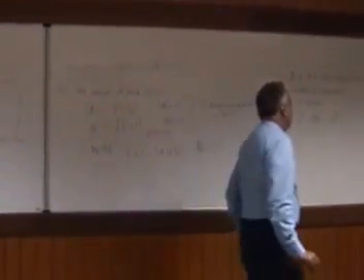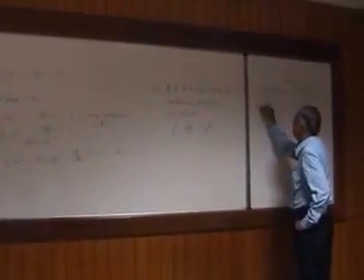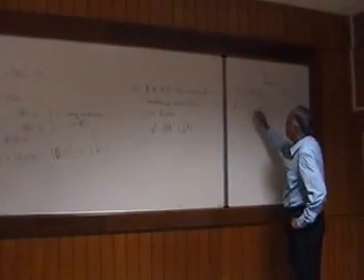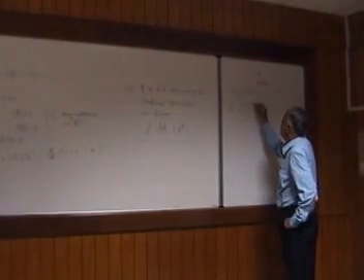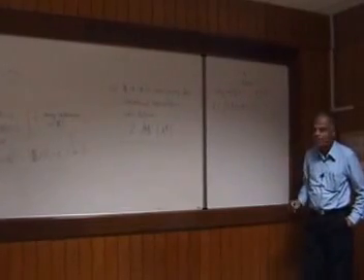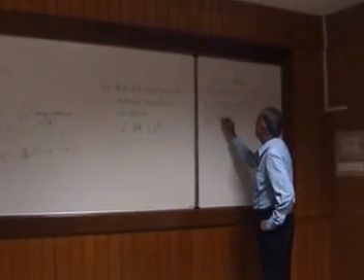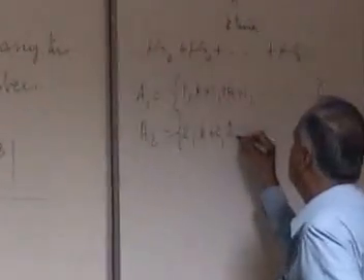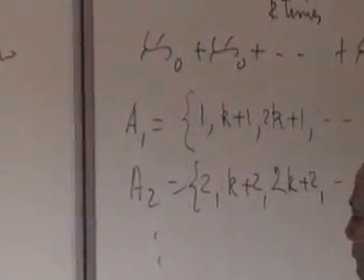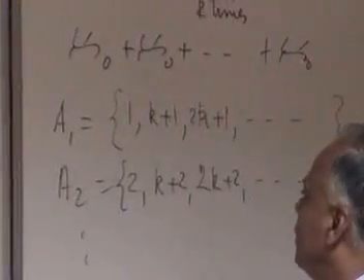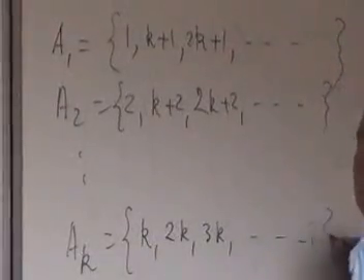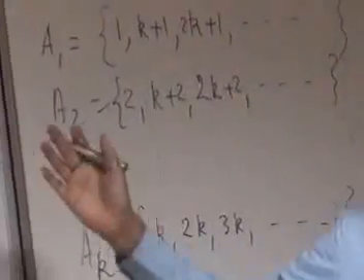So what I do is, I take A1 to be all those numbers which give remainder 1 when divided by k. And I take A2 to be all those elements which give remainder 2 when divided by k. Then go on to Ak to be the set which gives what? Remainder 0. Now you do the union, it is exactly N.